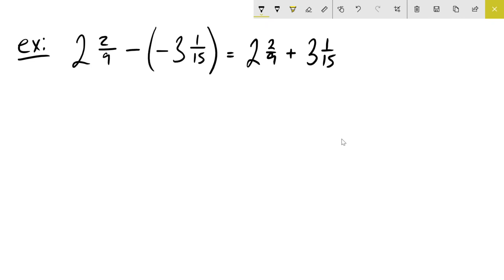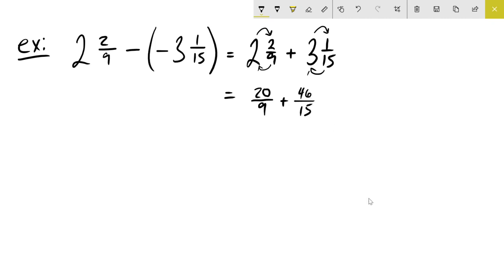So, now, what should you do? Change out. Yeah, mixed numbers are a mess. Okay? They're not good for math, so we don't really leave them that way. So we need to convert. So 9 times 2 is 18. 18 plus 2 is, this becomes 20/9. All right? Then here, 15 times 3 is 45. 45 plus 1 is 46.